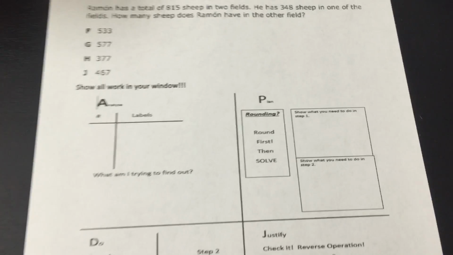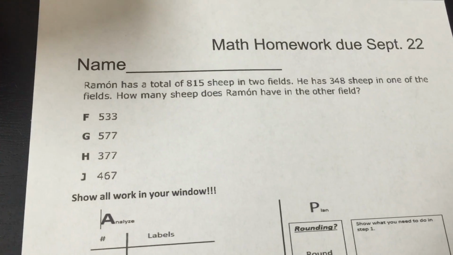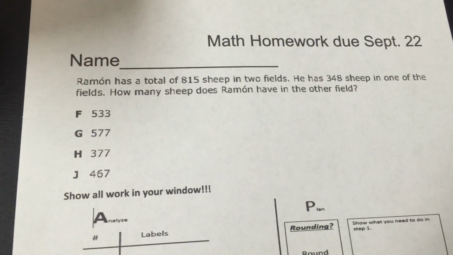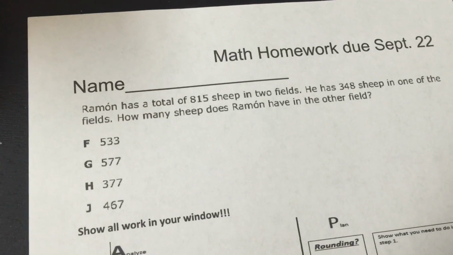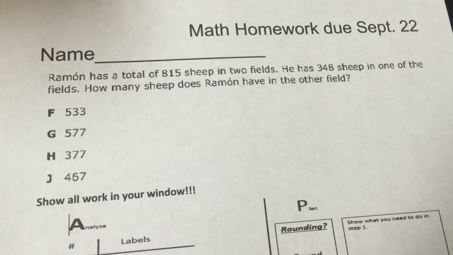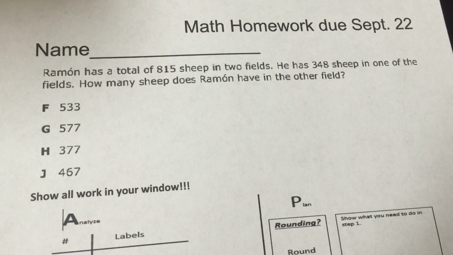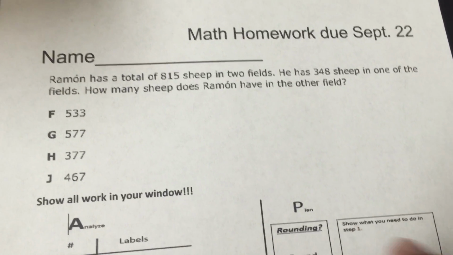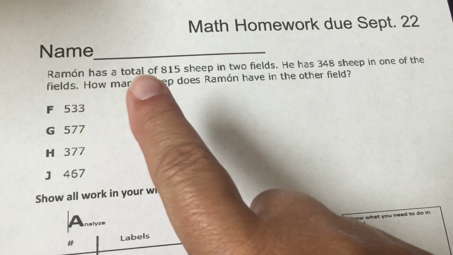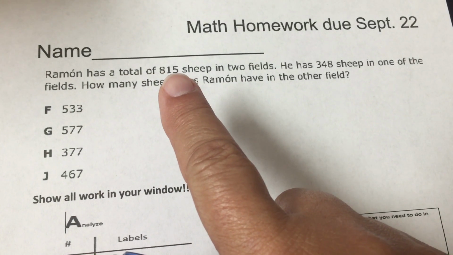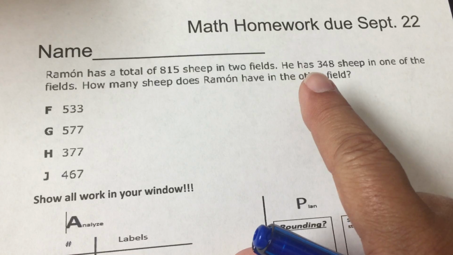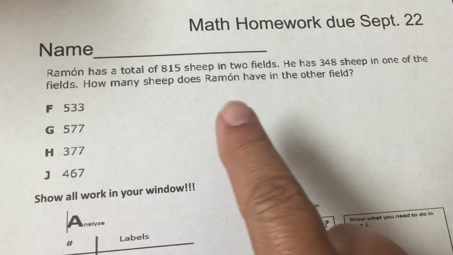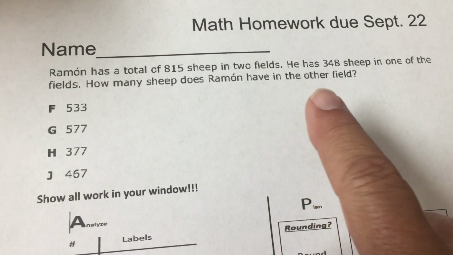When they get more complicated, get more information, then we have something to fall back on that helps us organize our thinking. So we're going to go through this. The first time we ever see word problems, of course, every time we see any question like this, we're going to finger read. And we know Ramon has a total of 815 sheep in 2 fields. He has 348 sheep in one of the fields. How many sheep does Ramon have in the other field?